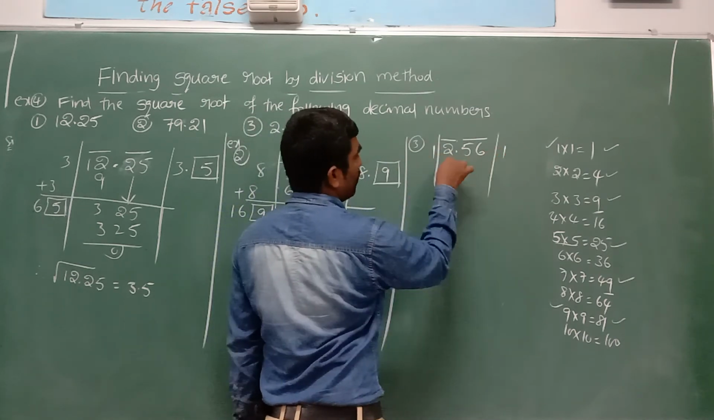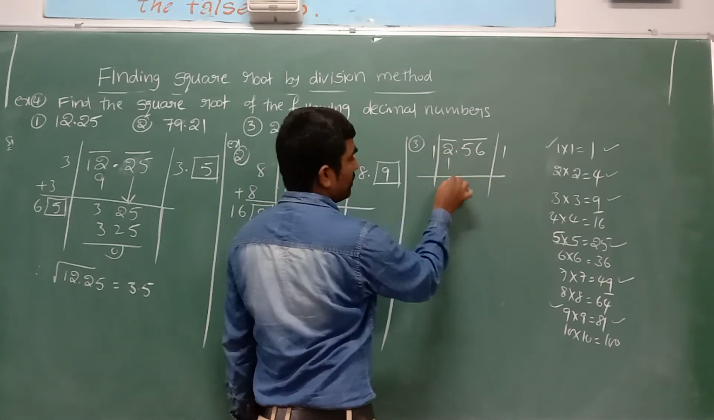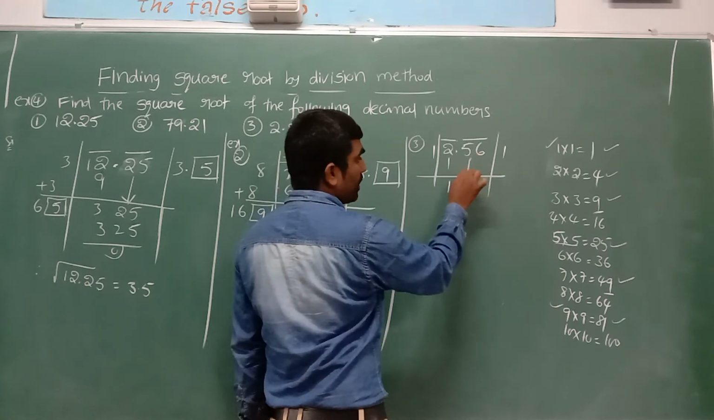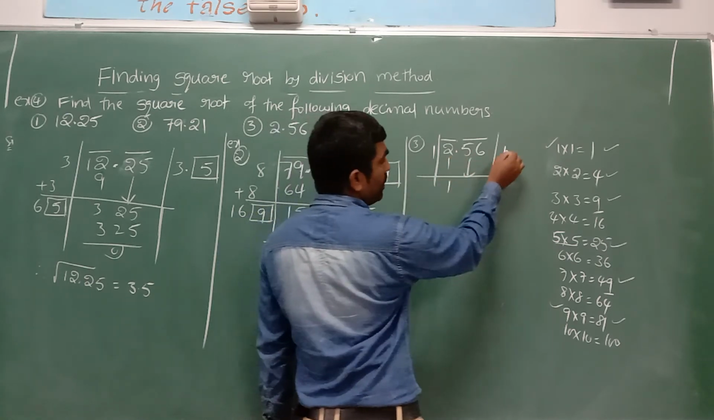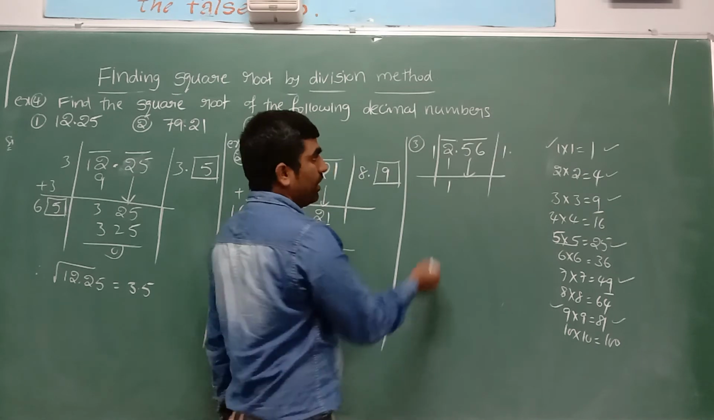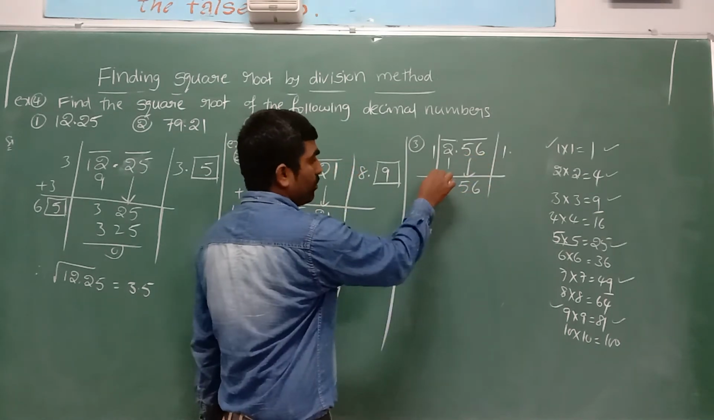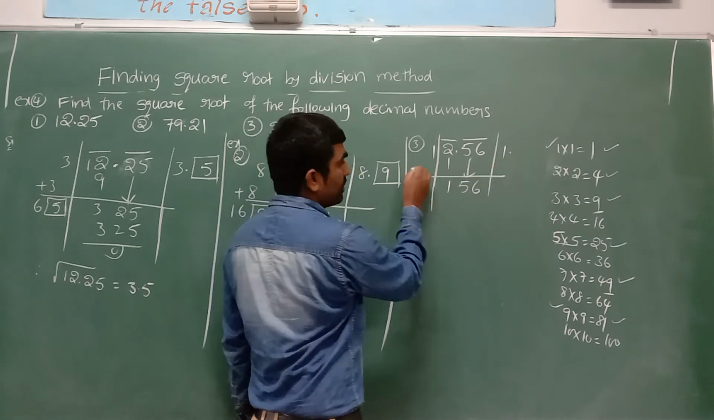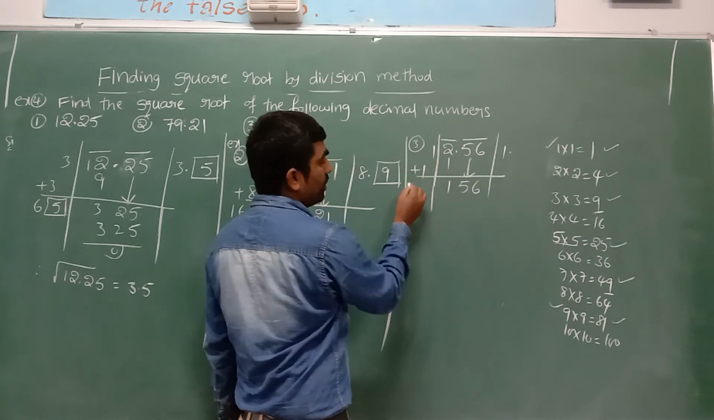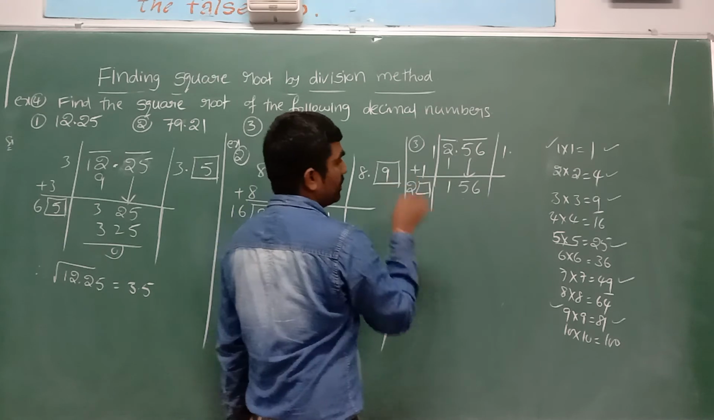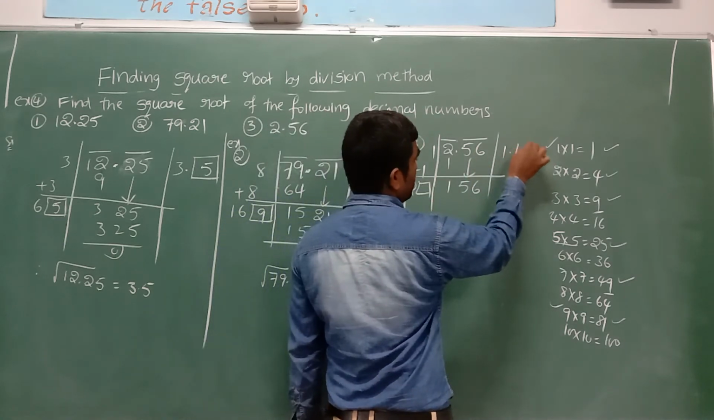1 times 1 is 1. 2 minus 1 is 1. So these both we have to bring down. Before that we have the decimal point. Put the decimal point in the quotient place and write both the digits down at a time. Then what is the new divisor? This quotient 1 we need to add here. 1 plus 1 is 2. Keep a box beside the 2 and in the quotient place also.